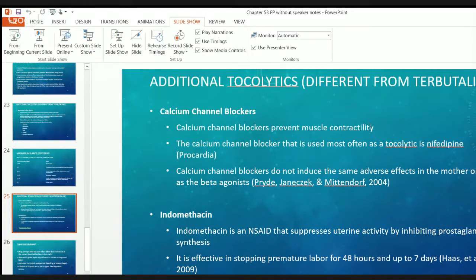But remember, we do have that window of time that we can use it. It's only typically used prior to 32 weeks, because of the risk of it prematurely closing the ductus arteriosus. So there's a window of time that we can use it, but it's also shown to be effective when we're looking at stopping premature labor, and you see it stopping that premature labor for 48 hours up to 7 days.